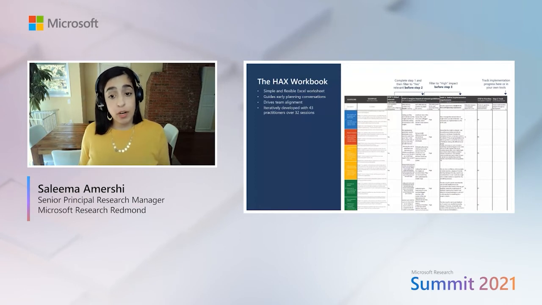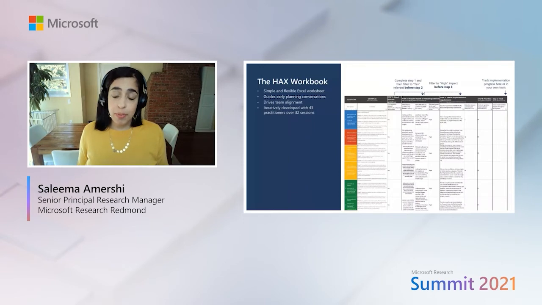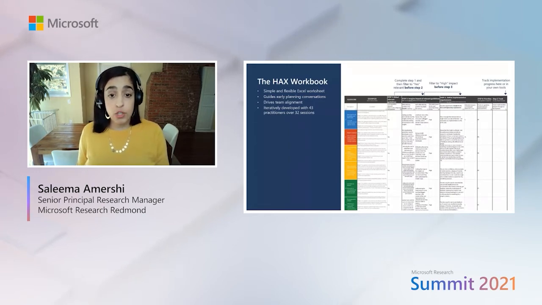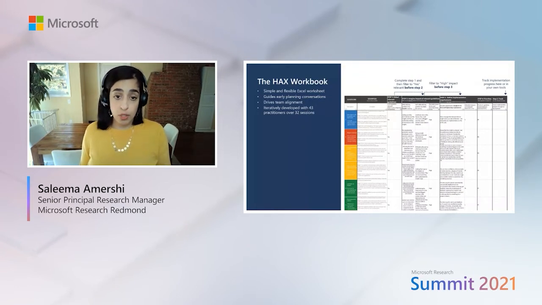So step 1 is to figure out which ones are relevant to your scenario. In step 2, you discuss the potential impact of the guidelines on your end users. In step 3, you define the implementation requirements. And then you use both the understanding of the impact to users along with the cost of implementation to prioritize which ones your team should implement. And then finally, you can track the steps, the guidelines that you've decided to implement in the workbook here or in your own product development tools.